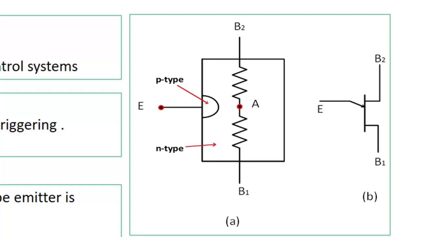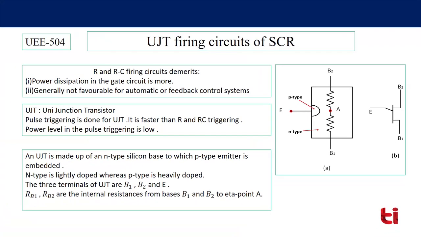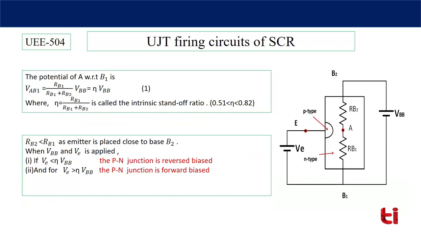The symbolic representation of this UJT is shown in figure B: emitter, B1, B2. The point A is known as the eta point. Let's discuss the significance of this eta point. Now, the working principle of this UJT.